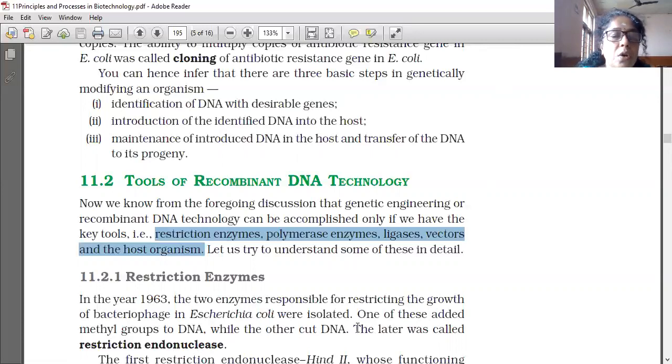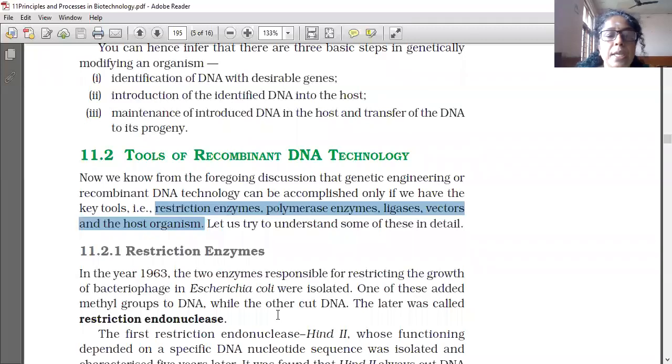The latter was called restriction endonuclease. Of the two enzymes, one is used to add methyl groups to DNA, and the other is used to cut the DNA. The one used to cut the DNA is called restriction endonuclease. Endonuclease means it acts inside, on the DNA, and restriction means cutting, so it got the name restriction endonuclease.